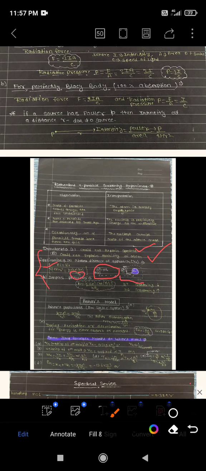Next is impact parameter. Impact parameter is directly proportional to the value of cot theta by 2 and inversely proportional to the kinetic energy of alpha. If impact parameter increases, then deflection decreases, and if impact parameter decreases, then deflection increases. Next is Bohr model.